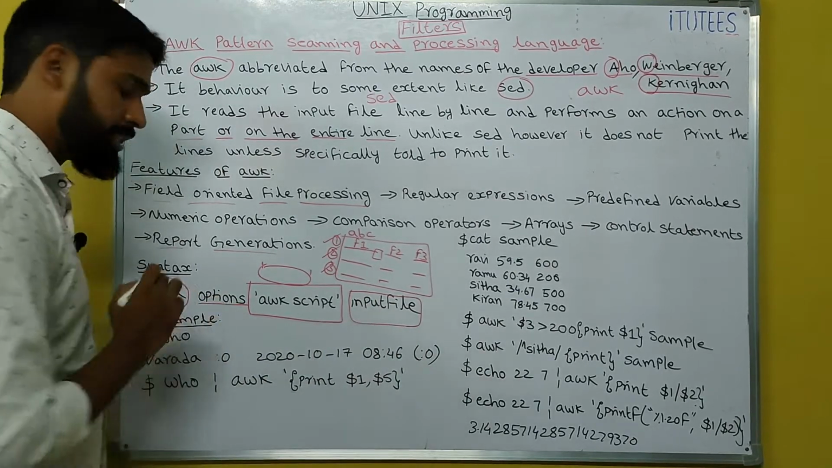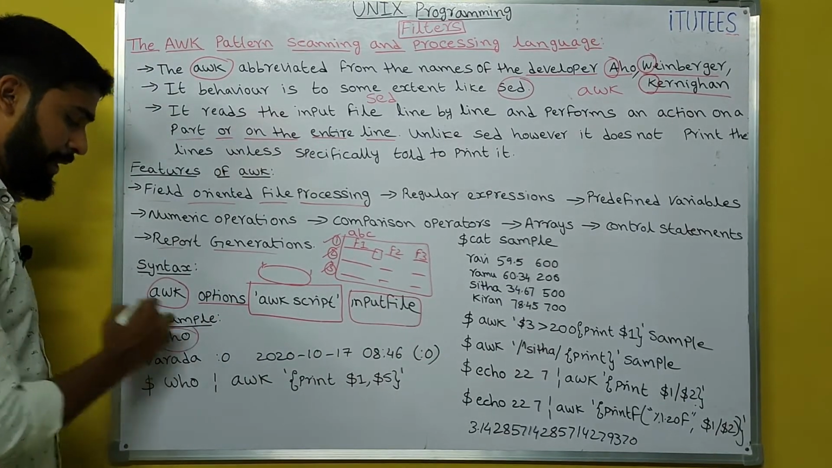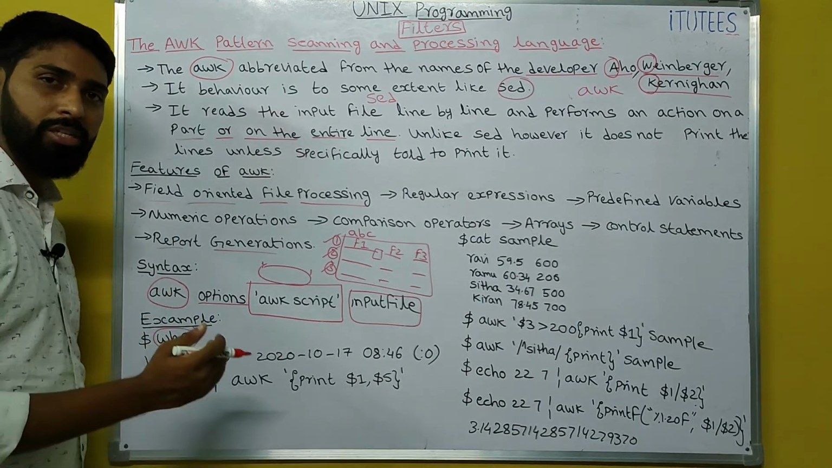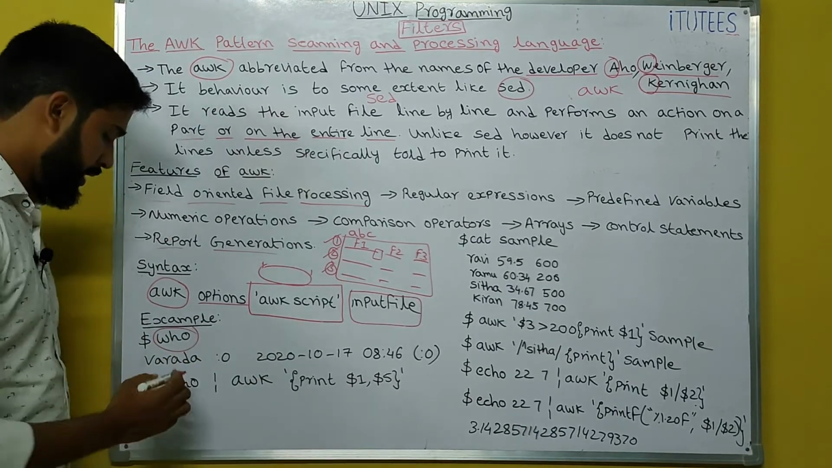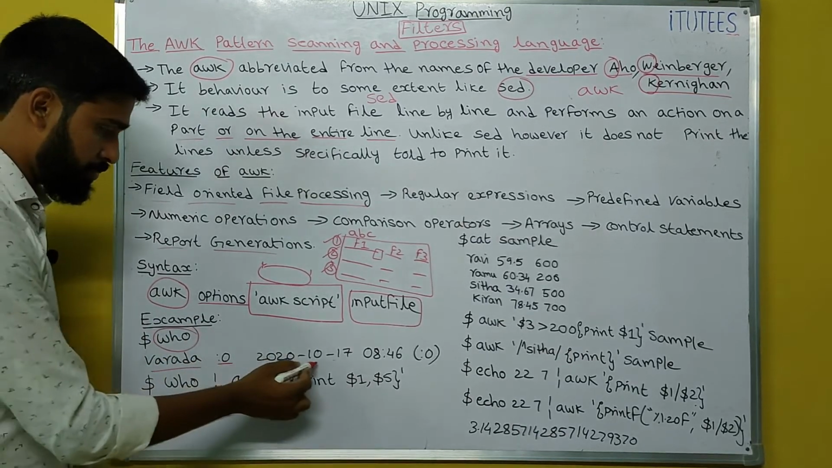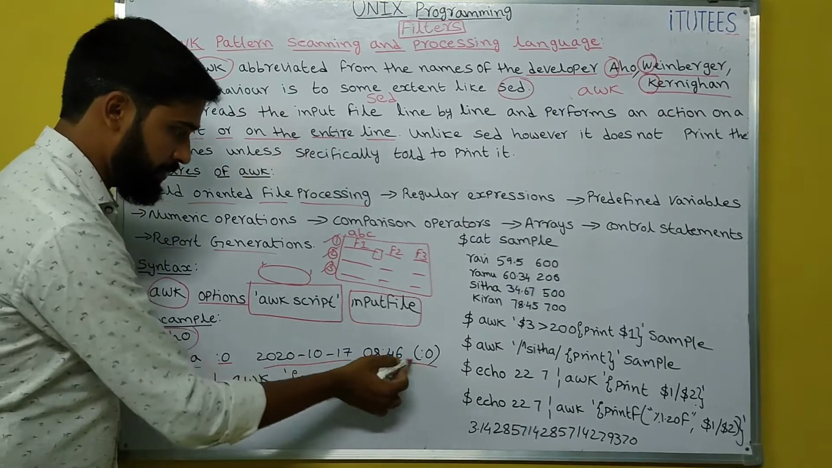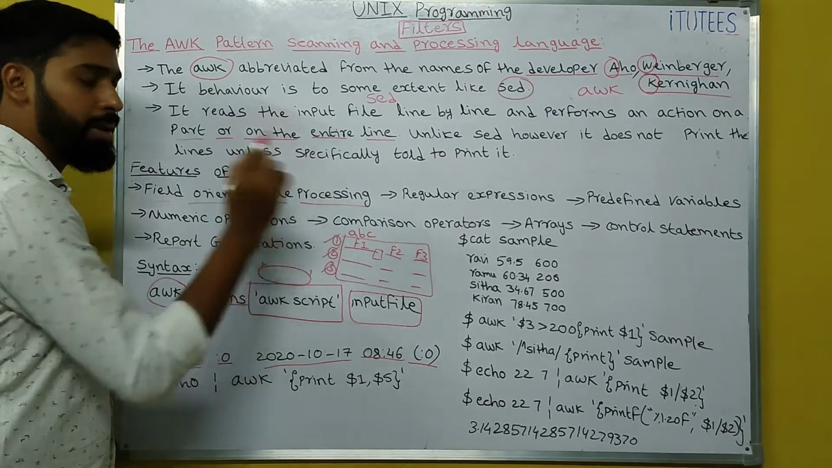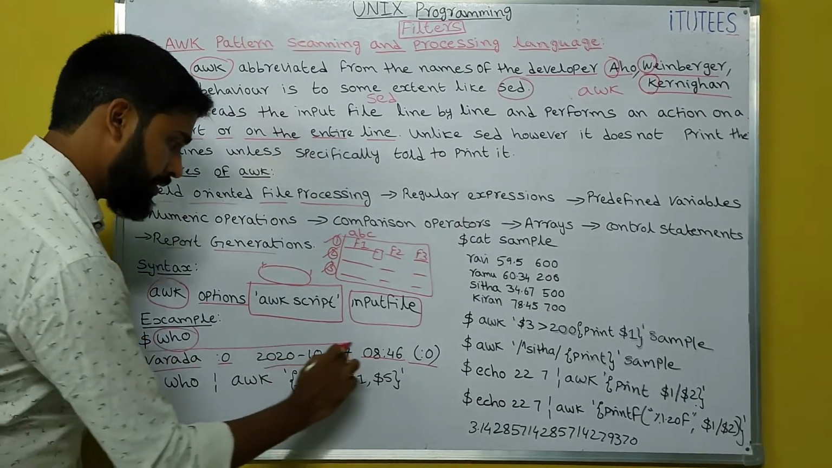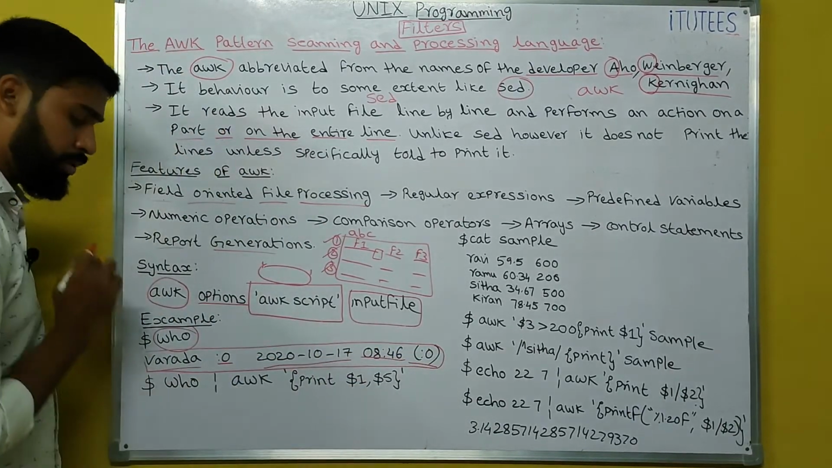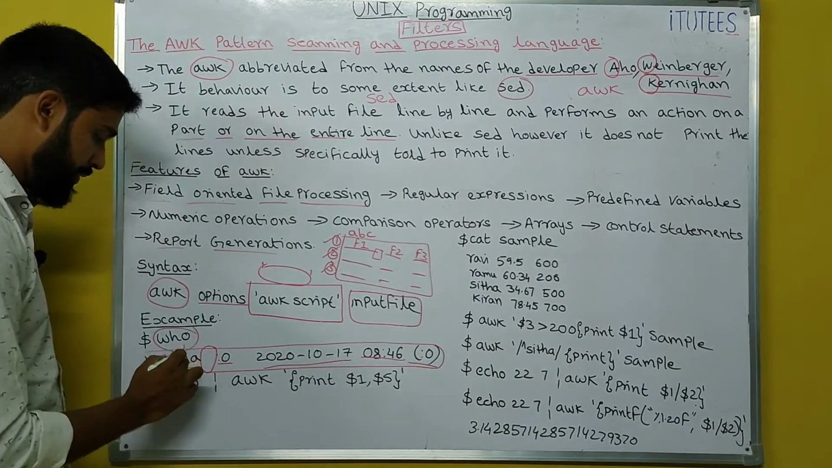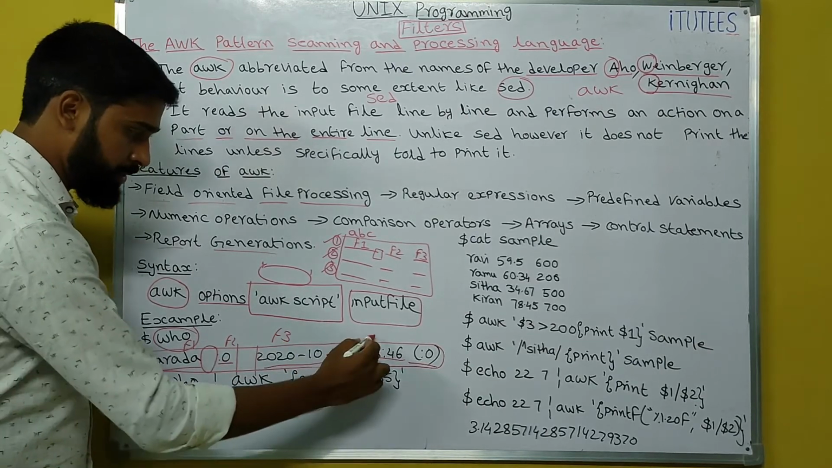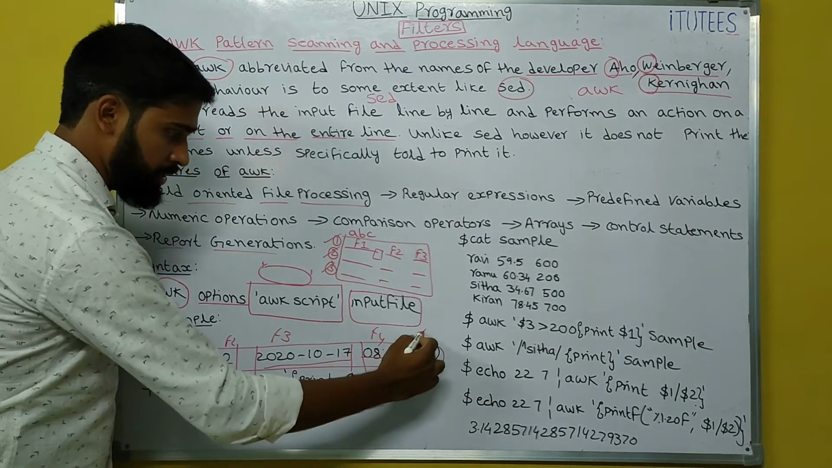Okay, so an example. This is the who command. What is the purpose of the who command? It shows who is currently logged in to the system. Those details will be printed on standard output. Let us assume this is the output. What is the advantage of AWK? Field oriented file processing. Now this output is only one line. Field oriented means when a space occurs, this is field 1, this is field 2, this is field 3, this is field 4, this is field 5.